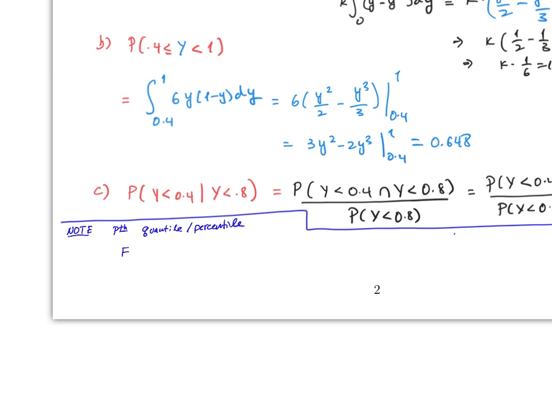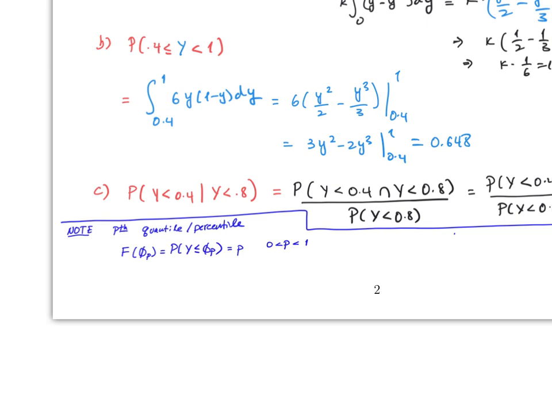Remember that if we have F of y, that's the distribution function. So if we have F of, you can call it phi of p. Therefore, by definition, this will be the probability that y is less than or equal to phi of p. That's not new. But if this is equal to p, where p will obviously be between 0 and 1, then this will be called the pth quantile or percentile.